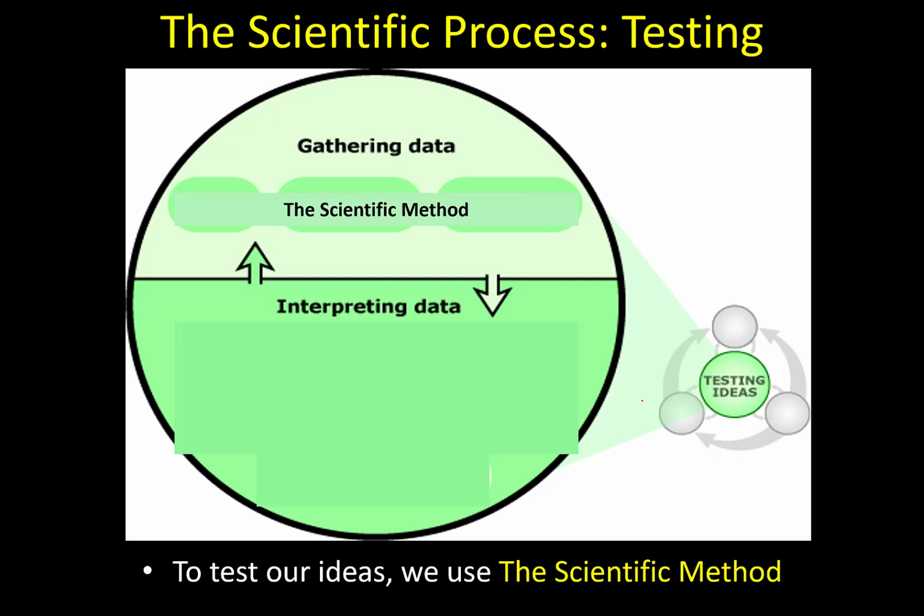Once you have settled on a question, it's time to test it. Try to figure out what the answer to that question is. And that's where the core of the scientific process comes into play, this idea of testing ideas. To test our ideas, we use something called the scientific method. Now, this is probably the scientific process that you have been taught before in school, but you see here it's embedded in the middle of a much larger and much more complex set of ideas.